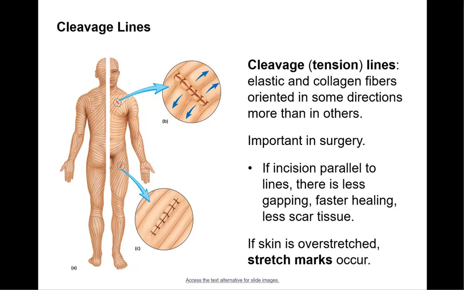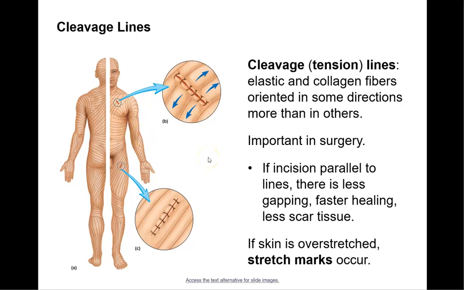This is part 3 of the Chapter 5 lecture notes, and we're starting on slide number 20. What we're looking at here is an illustration of cleavage or tension lines. Basically, these are lines that are oriented in the direction that the collagen fibers and elastic fibers are oriented.